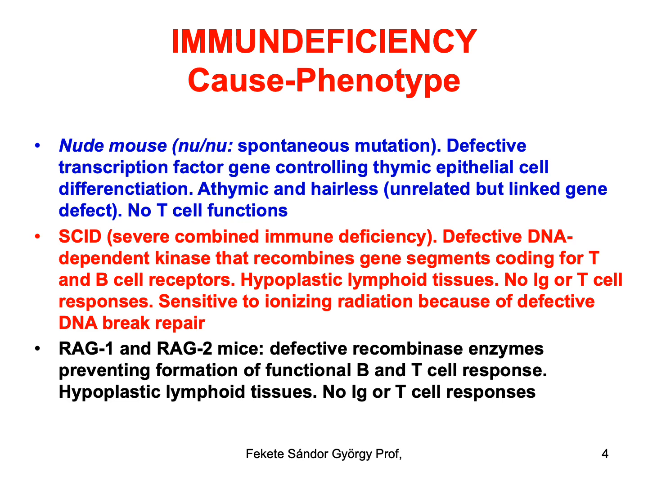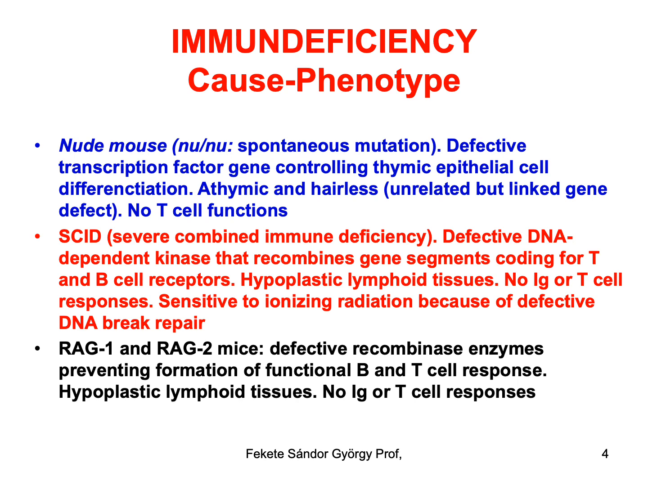And what is the nude mouse? The abbreviation of the one gene mutation is Nu/Nu. This is a spontaneous mutation. They are defective in a transcription factor gene, which controls thymic epithelial cell differentiation. The phenotype is athymic and hairless. This hairless gene is not related to the immunodeficiency but linked. The consequence is that no T cell functions are present.